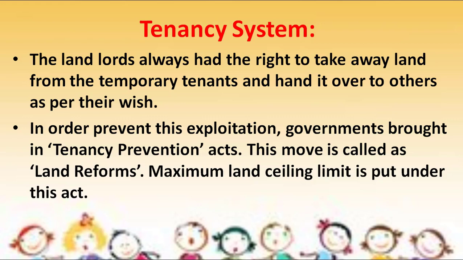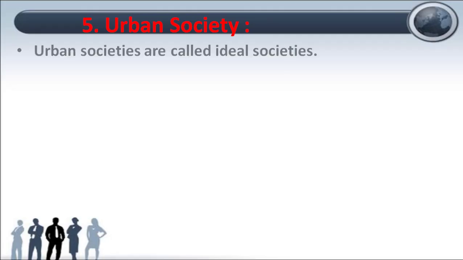So these are some of the very important agricultural land systems: the Jajmani system, Zamindari system, Ryotwari system, Mahalwari system, and Tenancy system. So let's come to urban society.